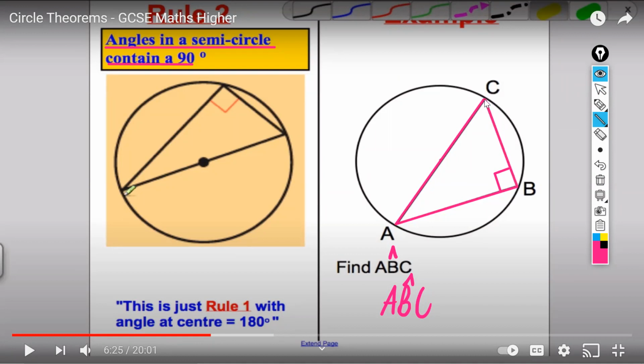So I can give you another example, guys. Suppose I had it here and here. Up here would also be 90 degrees. Cool. It's always 90 degrees, guys.